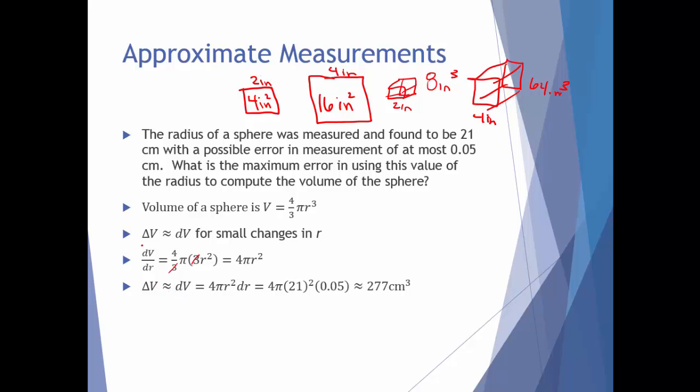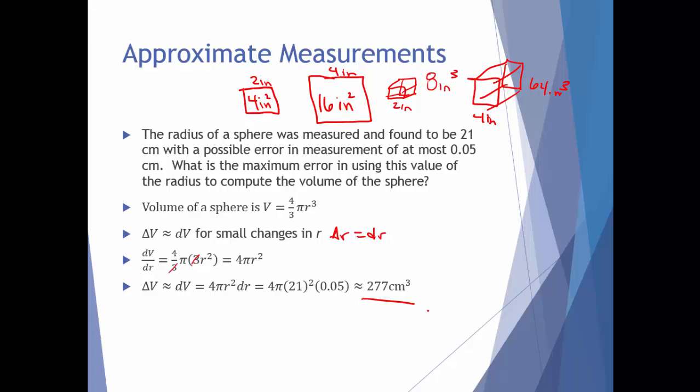So then if we want to approximate the change in the volume for this error, and use dV to make that happen, dV, the differential, is just the derivative with respect to r, so the 4 pi r squared, times that small change in r, times dr, because remember, for small changes in r, delta r should be equal to dr. So we take 4 times pi times that radius squared times the small change in r, which is 0.05. What you're going to get is about 277 cubic centimeters.